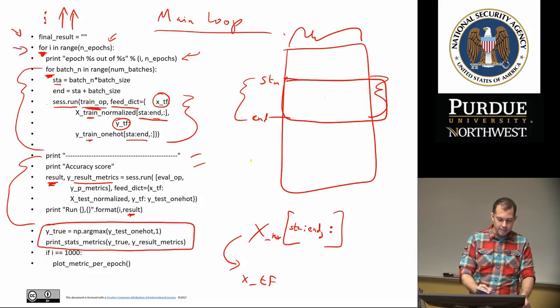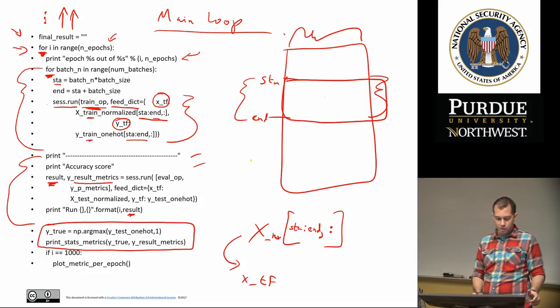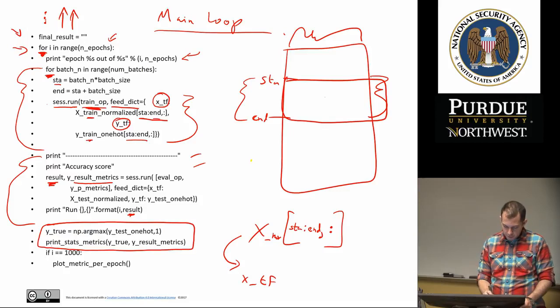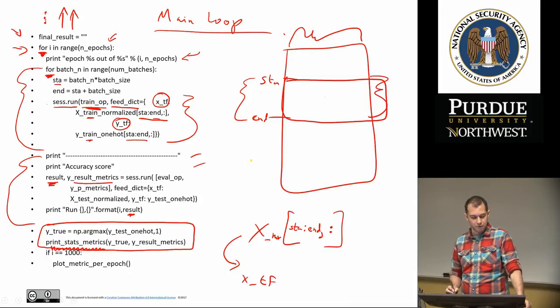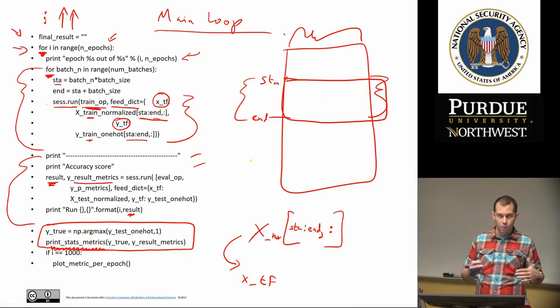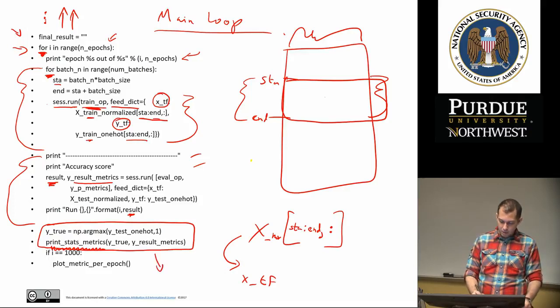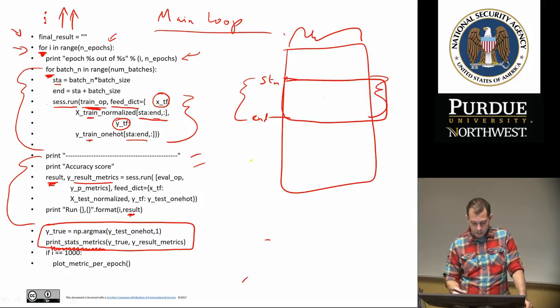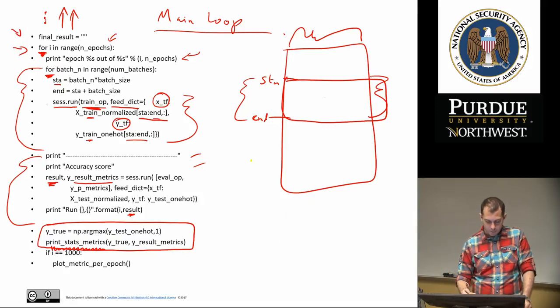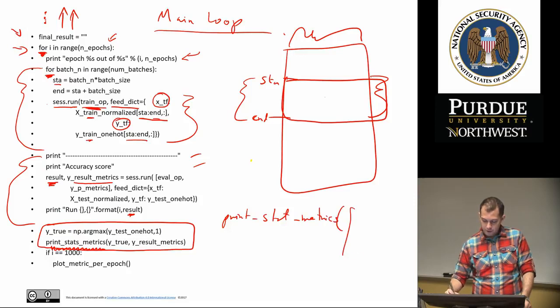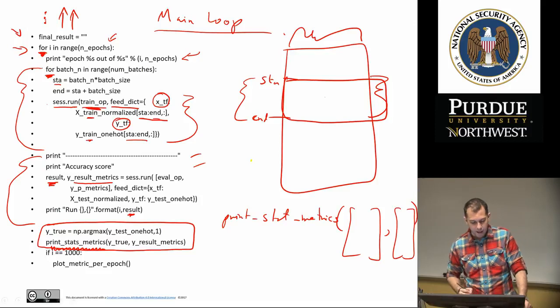If you notice, when we did the sklearn discussion, we learned about this function, print stats metrics. I've already described how it works, so I don't need to do it again. I will simply say that print stats metrics takes two vectors, and then it evaluates the performance.